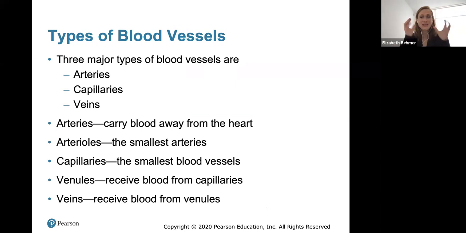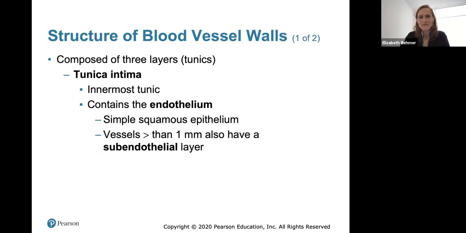I don't ask you guys many lecture questions on it, but it will be helpful, especially studying the blood vessels that come off of the heart. So we have three types of blood vessels that I've been talking about: arteries, capillaries, and veins. Arteries carry blood away from the heart. Arterioles are the smallest arteries. Capillaries are the smallest blood vessels in general. Venules receive blood from the capillaries, and then veins receive blood from the venules.